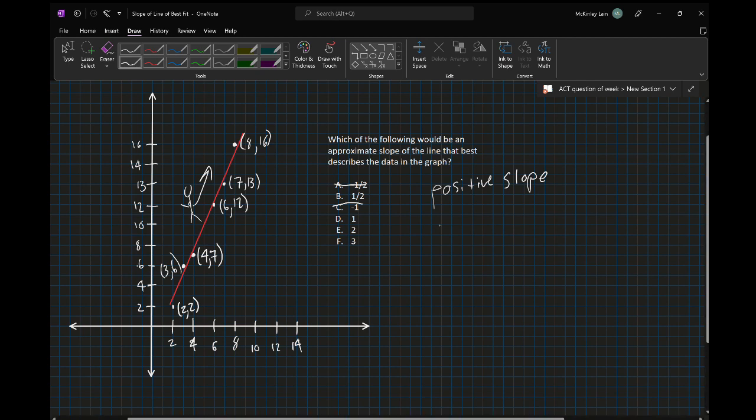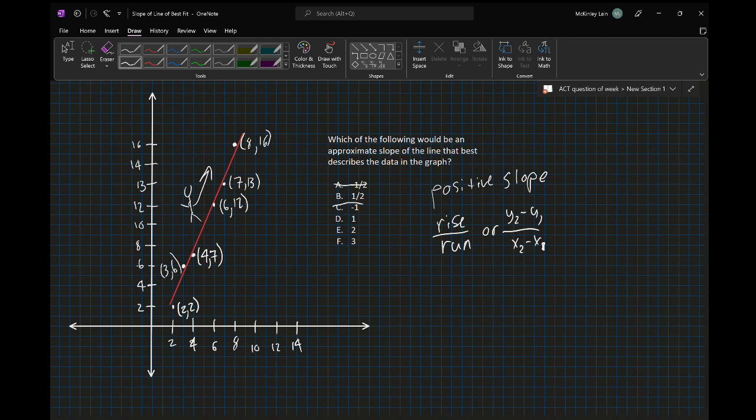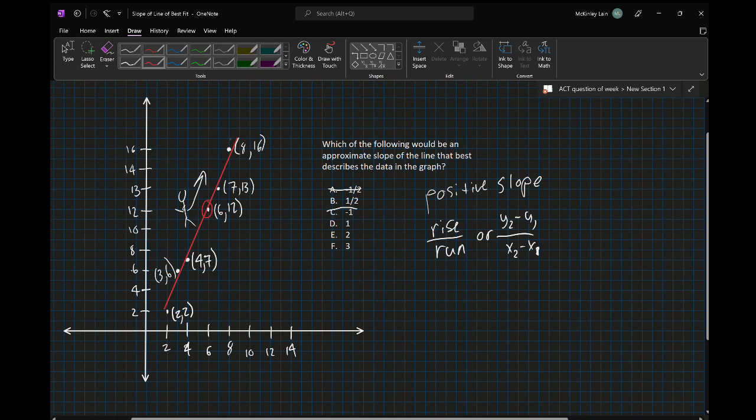The easiest way for me to think about this is either rise over run, or you could look at it as y2 minus y1 over x2 minus x1. In this case, you don't really have to worry about the subscripts, but really what that's showing is just the difference in the y and the difference in the x. So let's go over here to our line, and we can just choose a couple points. Now on my line, I think this point, 6, 12, and this point, 8, 16, are pretty close to the line. Remember, this is just an approximation of the slope.